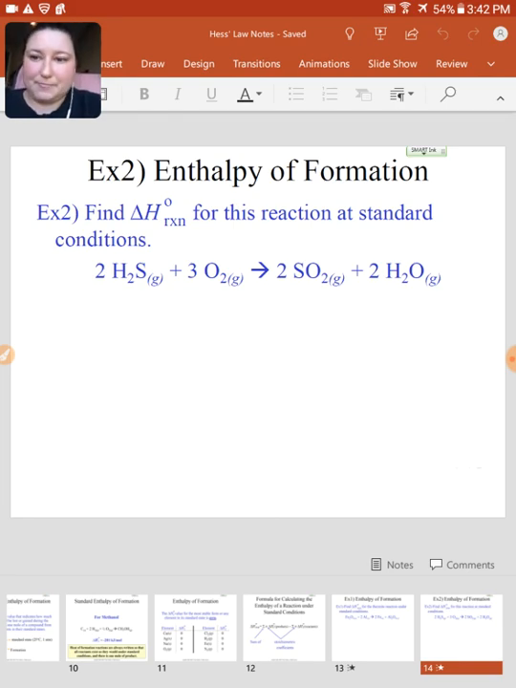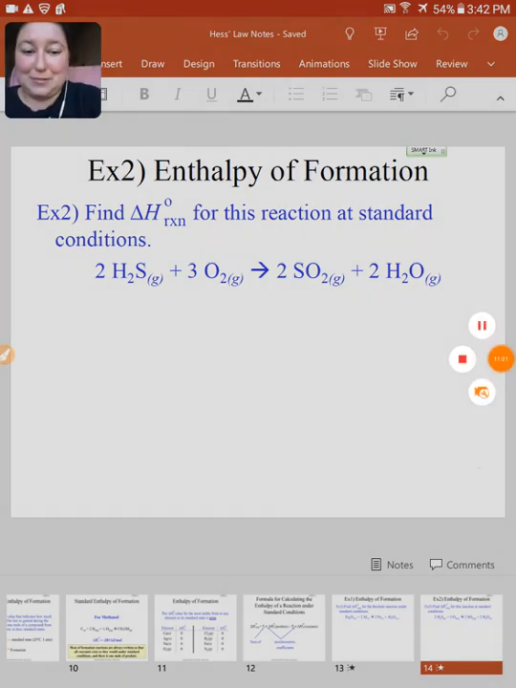And that'll be it. So next time we'll be talking about entropy, which is exciting and fun, trust me. So I'll see you then.